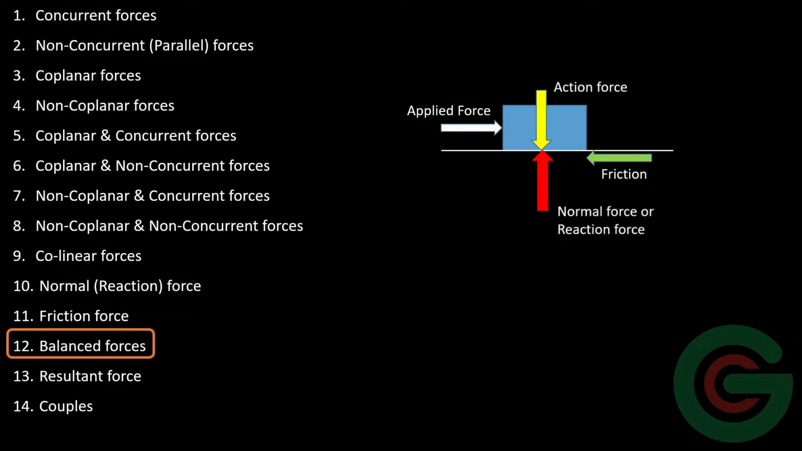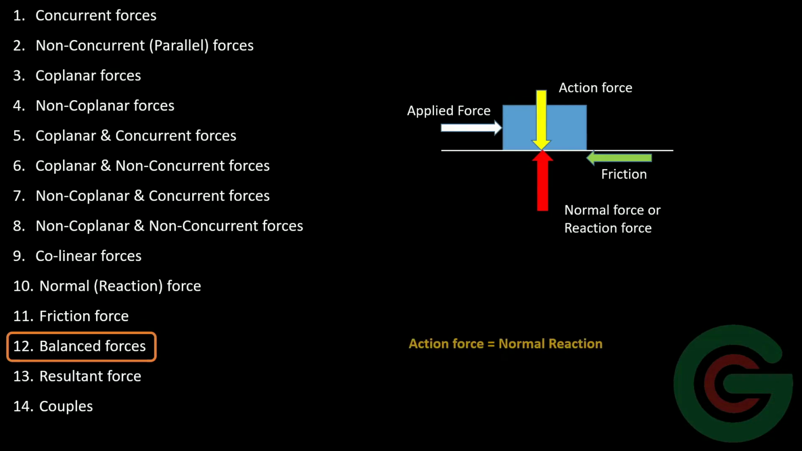Next, balanced forces. We can observe here that the action force is balanced by an equal and opposite reaction force. So we can say that the forces are balanced in the vertical direction, and they can be called balanced forces. Also, the applied force is balanced by an equal and opposite friction force. Therefore, the forces are balanced along the horizontal direction also. They are also called balanced forces.